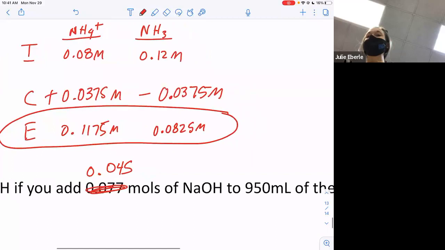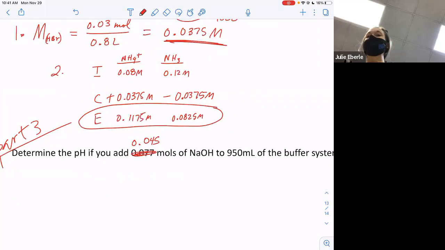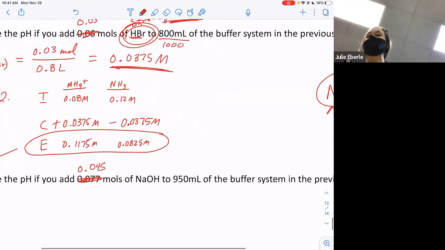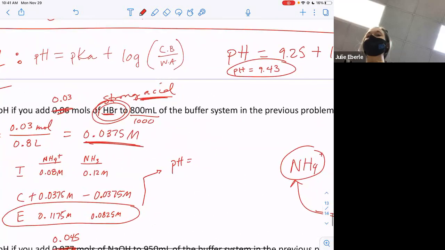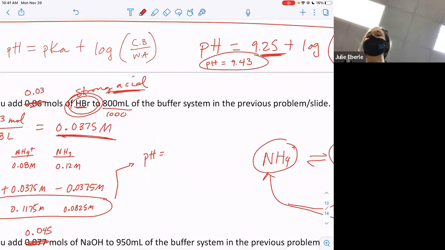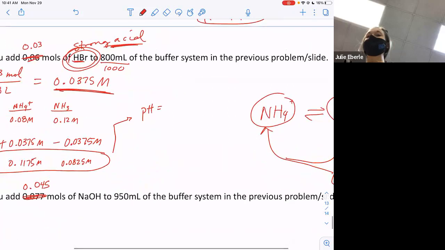These are the new equilibrium concentrations of our buffer components. This is what we plug into the Henderson-Hasselbalch equation. So we're going to go right up here. Henderson-Hasselbalch is pH equals the pKa, which we already calculated. It was 9.25. Same pKa, that doesn't change. You don't plug in Ka, you plug in pKa. So 9.25 plus the log of conjugate base over weak acid, 0.0825 over 0.1175.